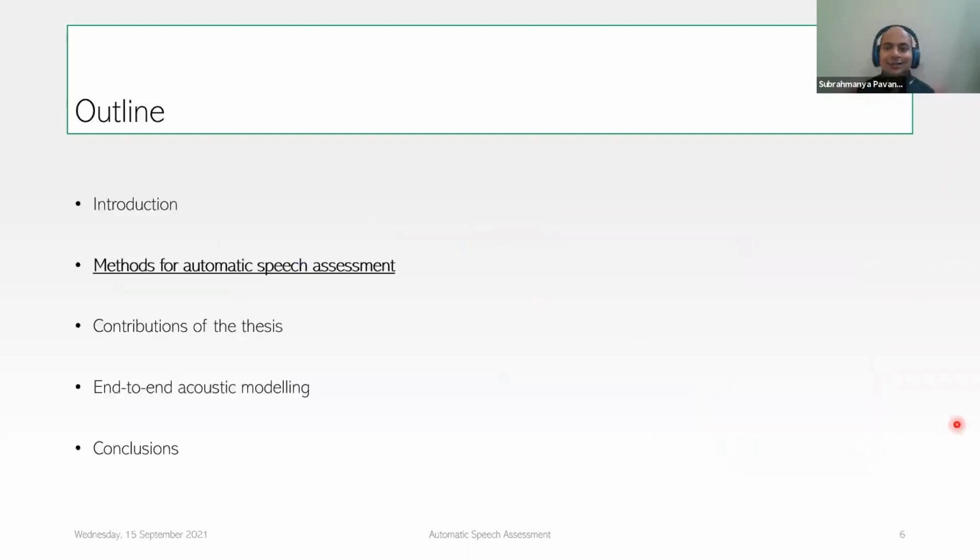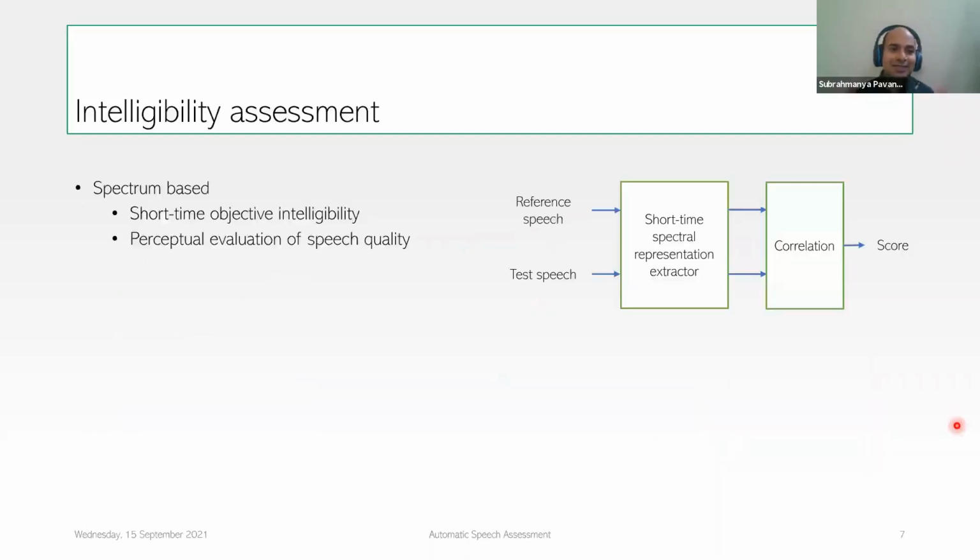So let's look at the existing methods for automatic speech assessment. Intelligibility is assessed using spectrum-based methods, where the utterance under test is compared against a reference in terms of its spectral properties to compute a score that correlates with intelligibility. One specific example is short-time objective intelligibility, or STOI, and another example is perceptual evaluation of speech quality, which was initially proposed for speech quality but also works for intelligibility. I'm not going into details of it.